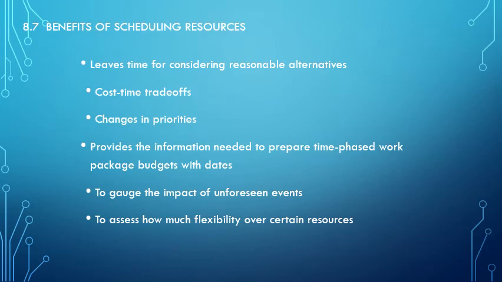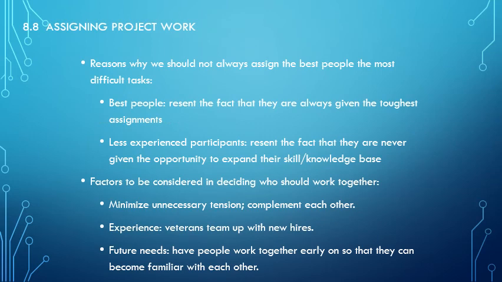Change in priorities. Did things change from what before was important? And now we're going to look at how that affects things. Provide the information needed to prepare time-phased work package budgets with the dates. So now, how are we managing what our project looks like and we know our success? By really having the budget with dates across a time-phased period of time, and we're kind of checking the boxes as we go along to make sure we're following our schedule based on these budget costs. And to gauge the impact of unforeseen events, to assess how much flexibility we have over certain resources. So do we have flexibility, or do we have to make sure that the resource goes to the next activity as soon as possible?